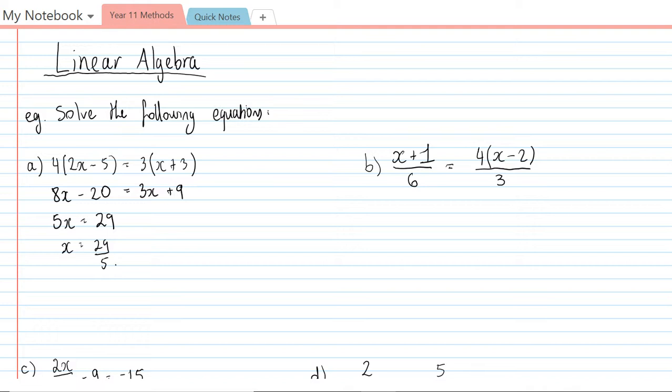Question B, (x plus 1) all over 6 equals 4 times (x take 2) all over 3. Noticing here that these two sides of the equation have a denominator with a common factor, and so I'm going to just multiply by the larger denominator, and that should cancel out both of the denominators. So I'm going to multiply both sides by 6.